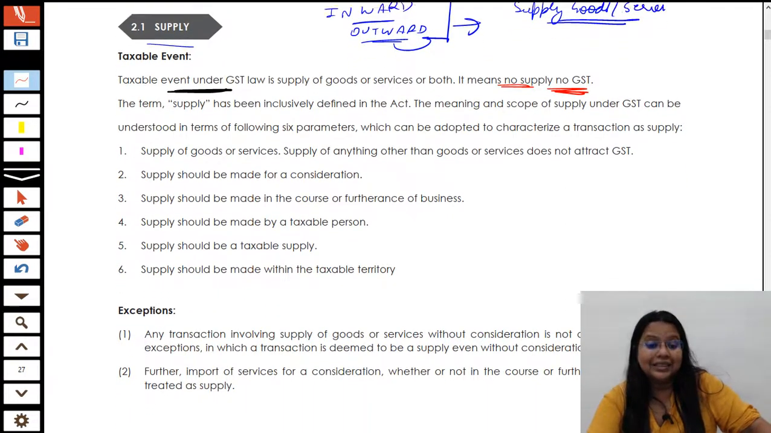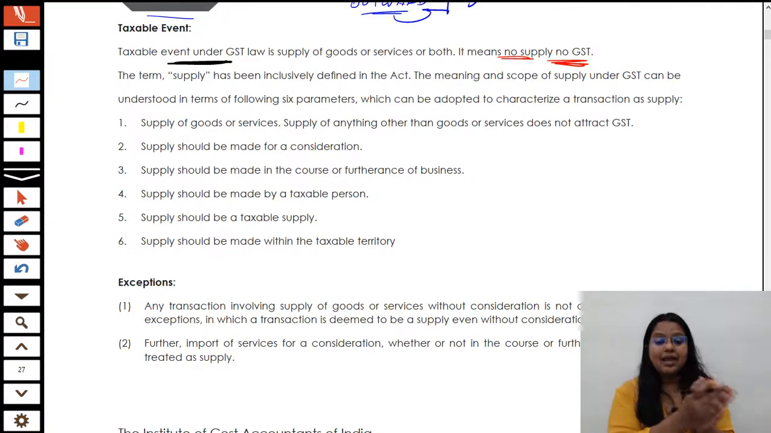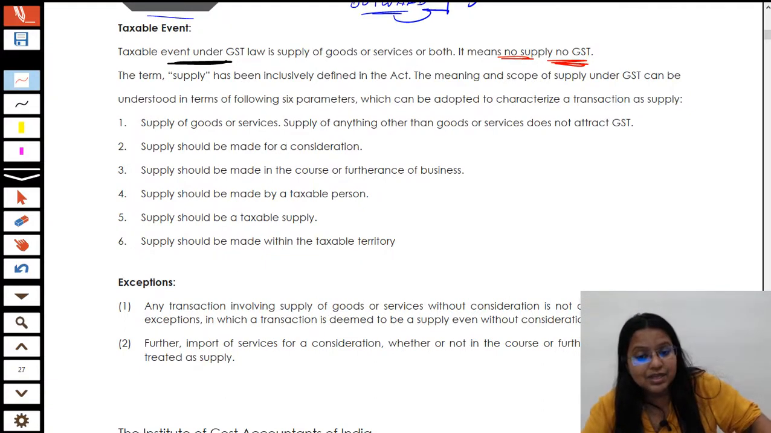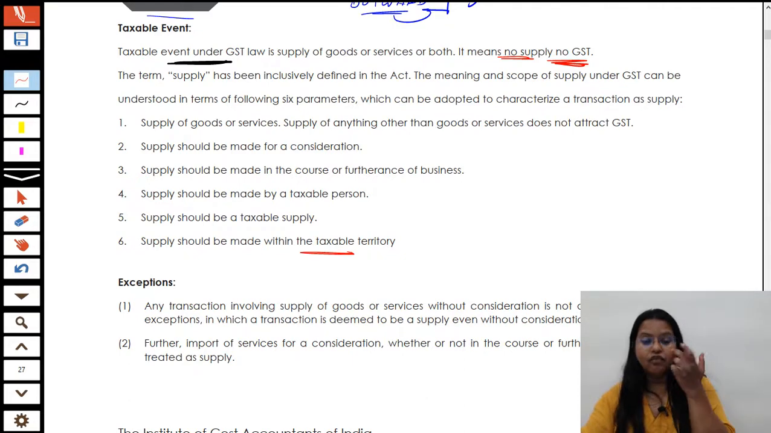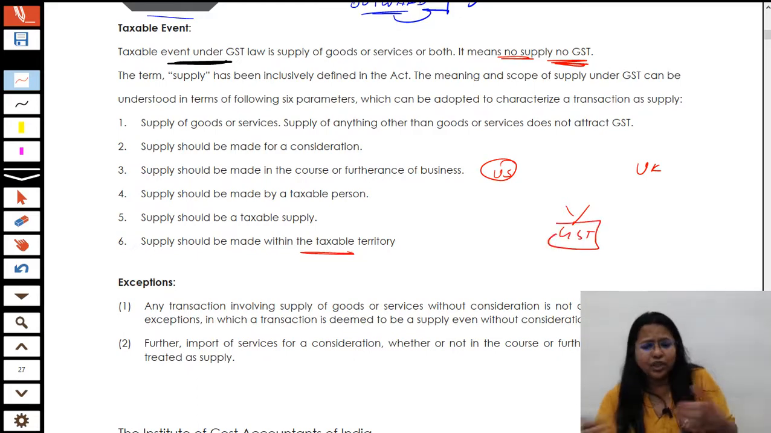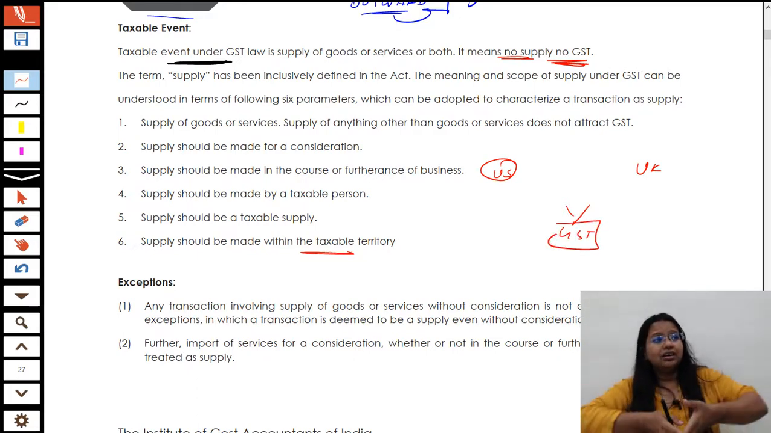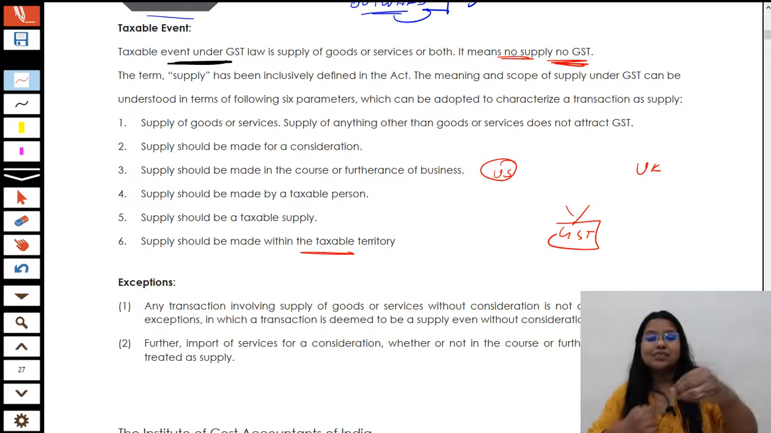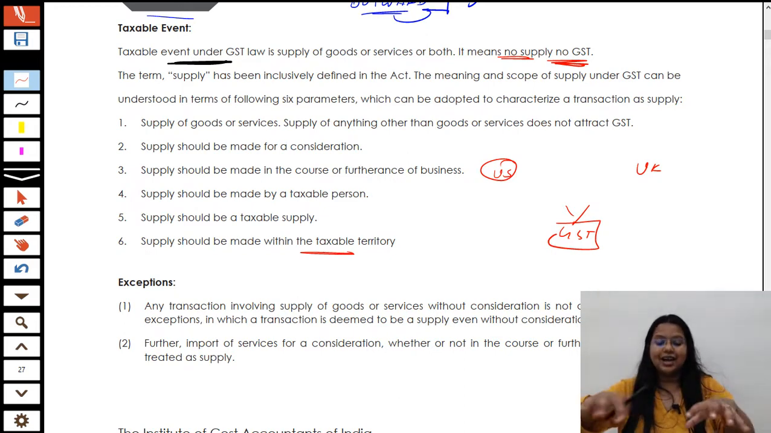Very good. And yes, the sixth point is supply must be made within the taxable territory. Now taxable territory means that it must be made within India. For example, students, just assume that a person residing in the US provides some goods to the UK. Will India levy GST in this transaction? No, we don't have any relation with this transaction. So it must be within the taxable territory, that is, in India.